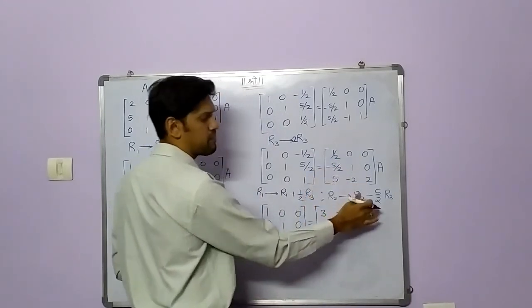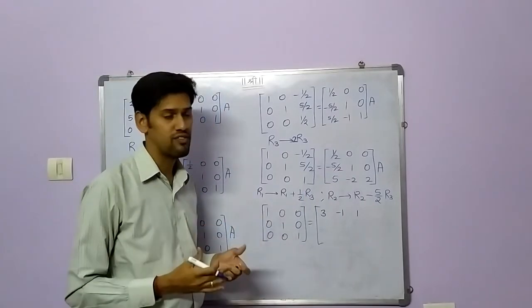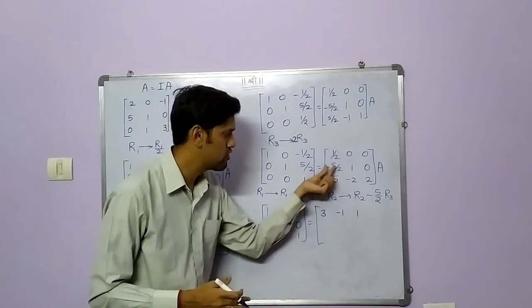Now this particular calculation part could be tricky. So what you can do is use the rough work. So I'll show you how it has to be done. R2 will be minus 5 by 2.